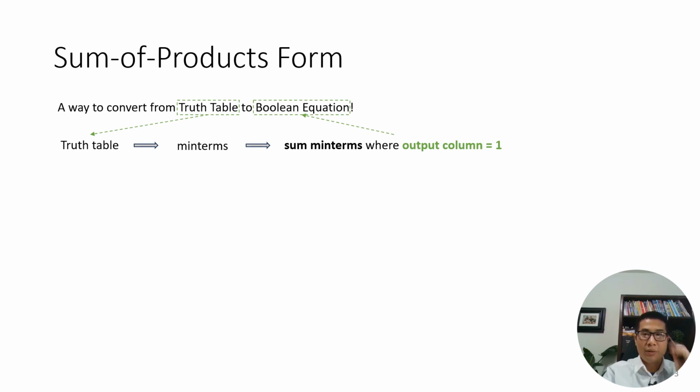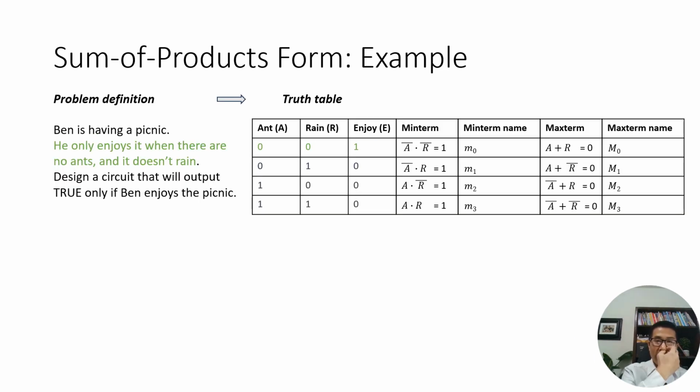From there, we'll get our Boolean equation. Let's give an example. We'll see from what we have done earlier, using the sum of products form. We have done the problem definition of the picnic problem there. When we built the truth table, we found the min terms and the max terms already. Right now we want to convert this truth table into Boolean algebra. We'll find where the output column equals 1, which is this line. All the other lines, the output columns are equal to 0. Again, the output column, not the min term.